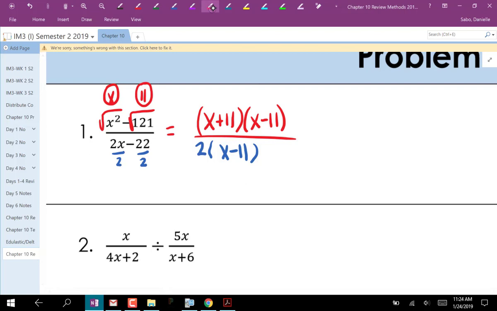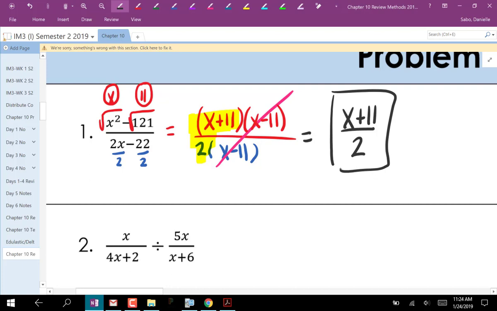And then look what happens. This is the second step of the method above. You cancel what you can. I canceled it. And we're going to be done here. I'm going to highlight this piece. X plus 11 over 2, because that's my final answer. X plus 11 all over 2.